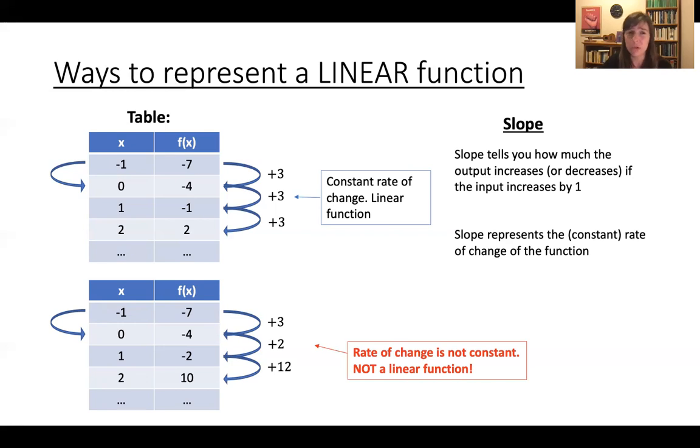So now you have a tool to be able to look at a table and say, that table is not representing a linear function. Because look, you have constant changes in the inputs, but the changes in the outputs are not constant. Or you could look at a table and say, oh, yeah, that sure is linear. Because look, I get the same number each time. If I increase the inputs by the same amount, I'm increasing the outputs by a constant amount.